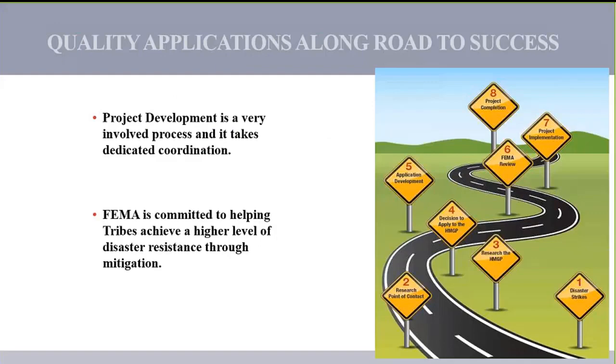So the whole idea is the quality application is what we want to see as the outcome of an advanced assistance project to develop a project sub-application. We're committed to helping tribes in particular achieve a higher level of disaster resistance through mitigation. Our states have been very actively trying to help their local governments do this, and we feel that it's now time to really put the focus on trying to help the tribes.